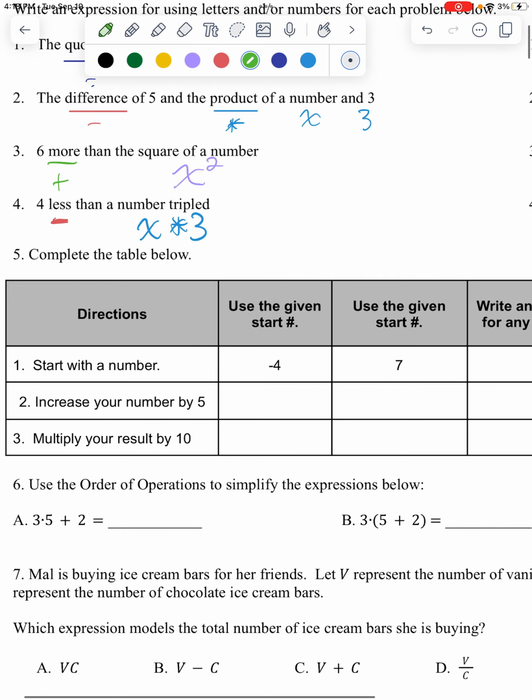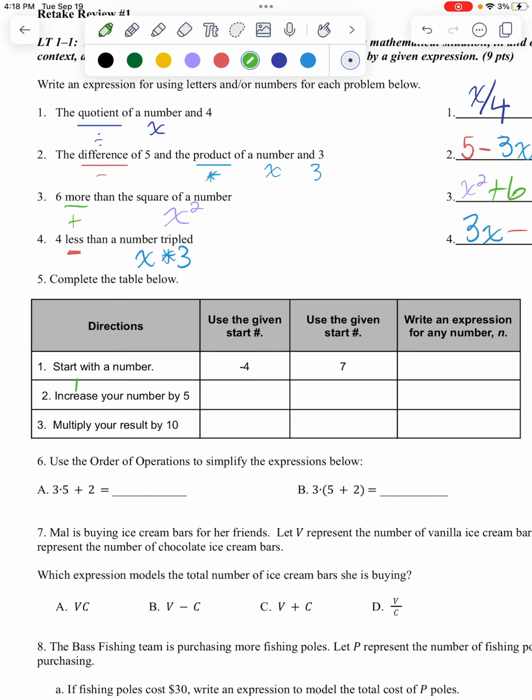Let's try the same things in a table. Here's increase by 5 means plus, and of course multiply makes it easy for us. So let's just go through. Negative 4 plus 5 is positive 1. Oops. Let's make sure our color code's right, Mr. Buckley. Positive 1. And when we multiply 1 times 10, we get 10.